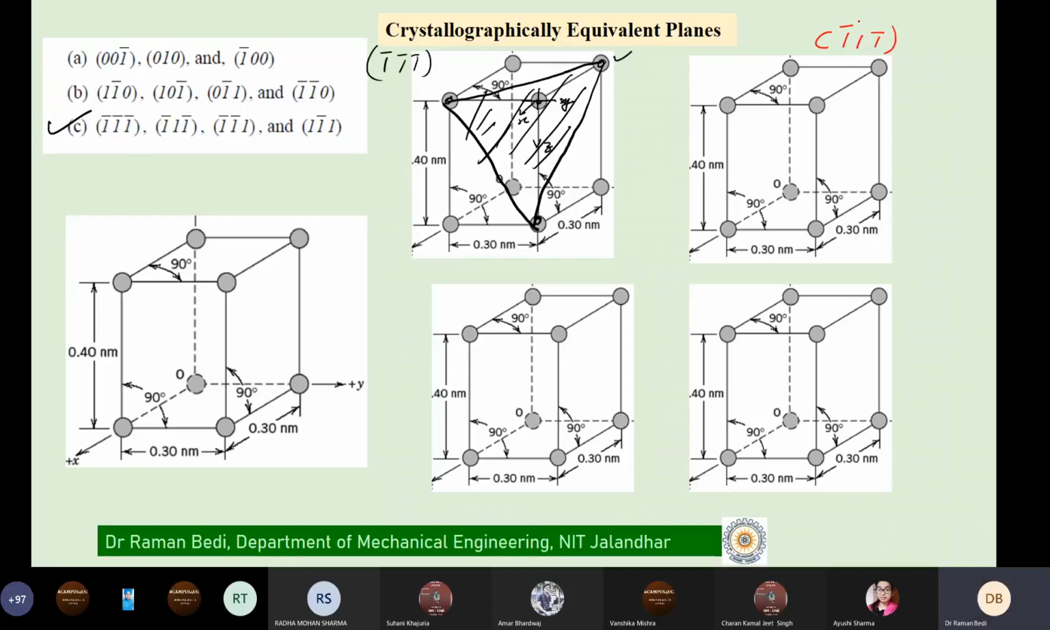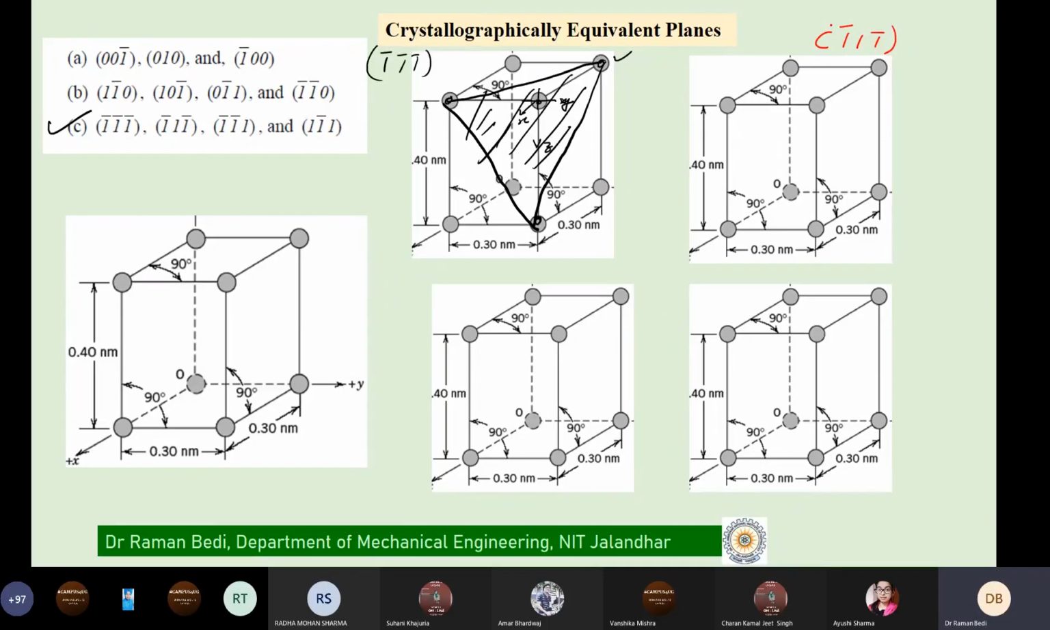Please look at it carefully without any hurry. The video will be shared. So 1 bar, 1, 1 bar. I told you already that the location of the origin to show these indices, this plane in a unit cell is important.